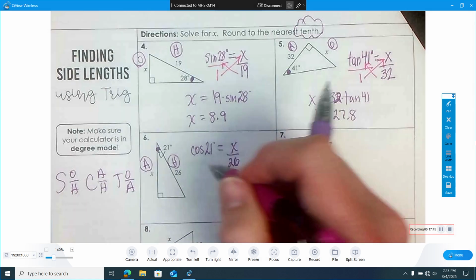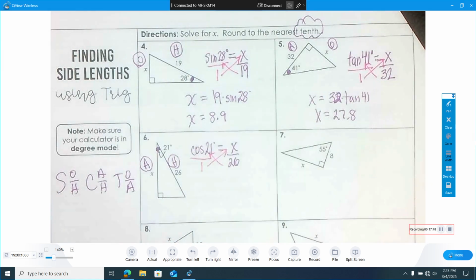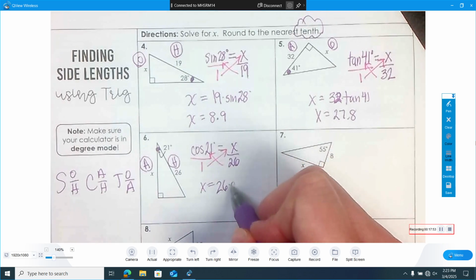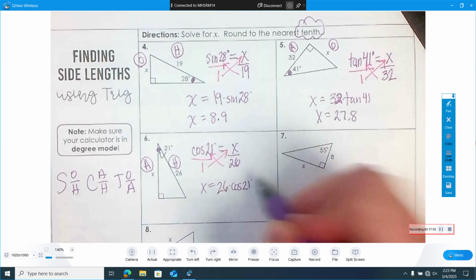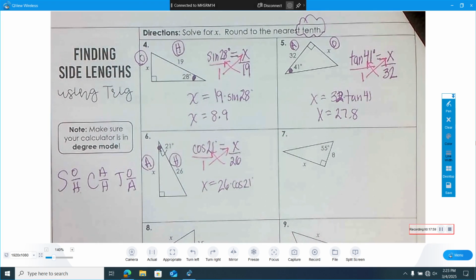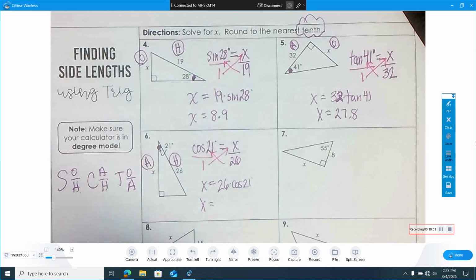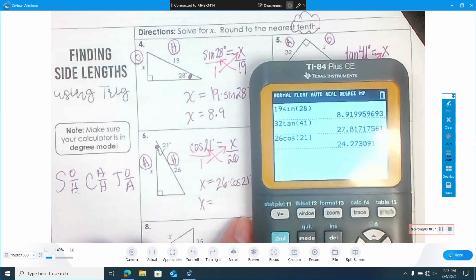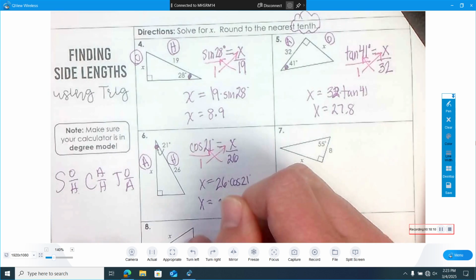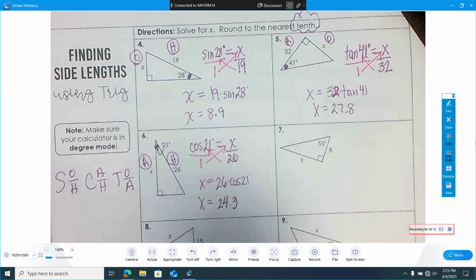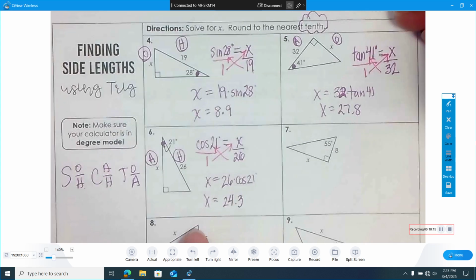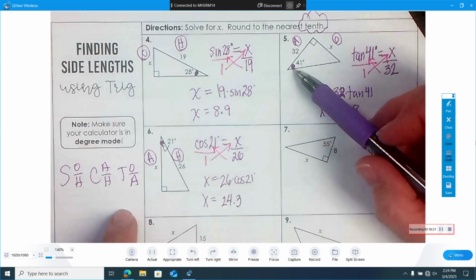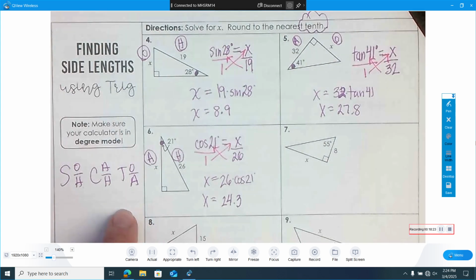Beautiful. And you can cross multiply. So we get x equals 26 times the cosine of 21. 26 cosine of 21 is 24.3 when we round. Perfect. Okay, does anyone have any questions about the setup here? How do I choose sine, cosine, or tangent? Angle. From the angle, whatever sides they gave us, okay?